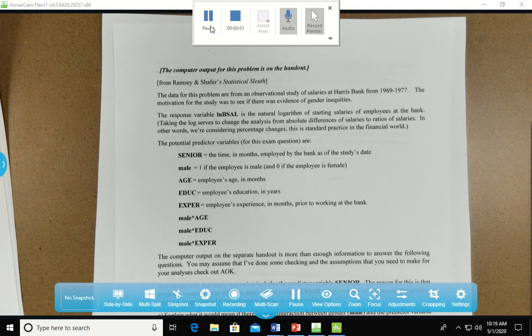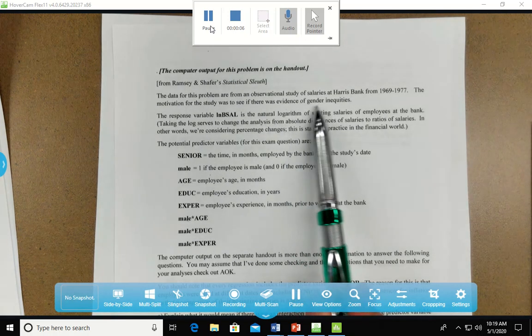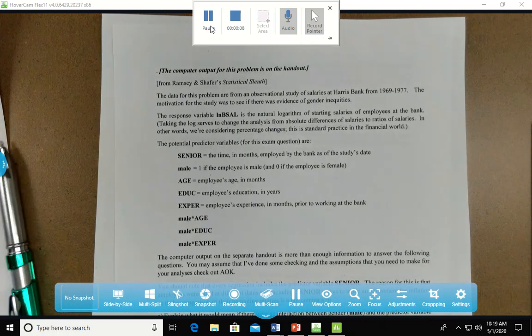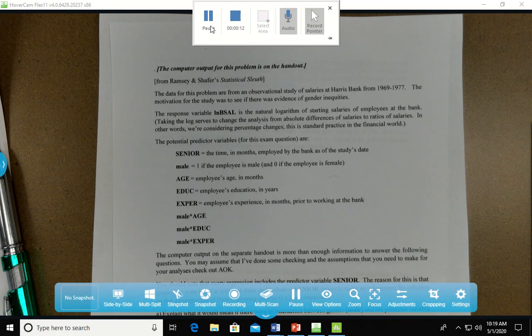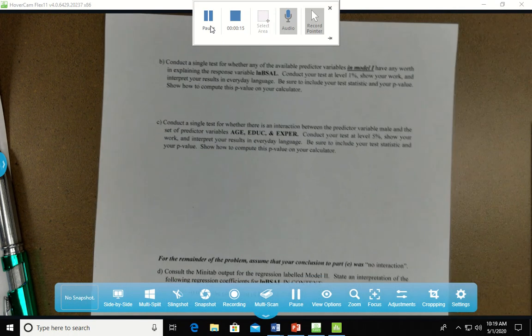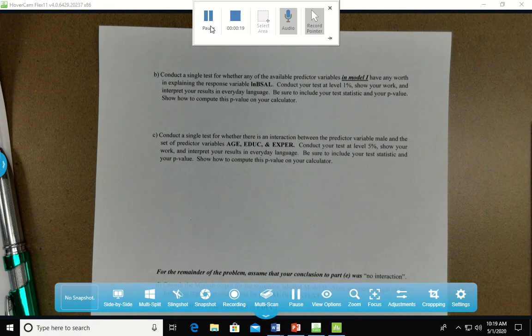Okay, this is the second video on this particular problem. Remember, what we're looking at is an observational study of salaries and whether there's gender inequity in how much women are paid compared to men. So let's go on to the second page, and we're going to conduct a single test for whether any of the available predictors and variables in Model 1 have any worth in explaining the response variable of the logarithm of the bank salaries. Conduct your test at level 1%, show your work, and interpret your results in everyday language.